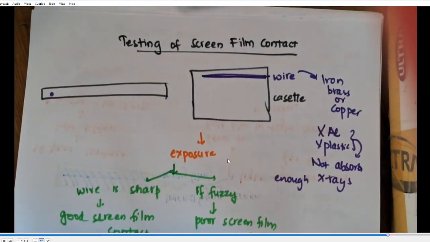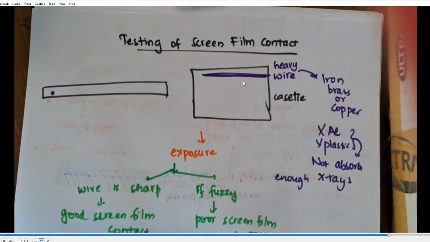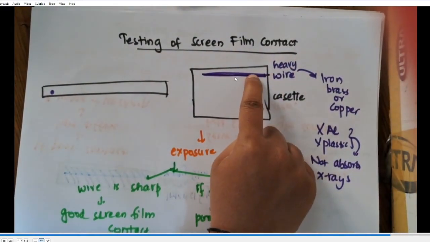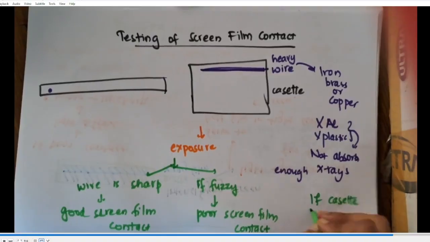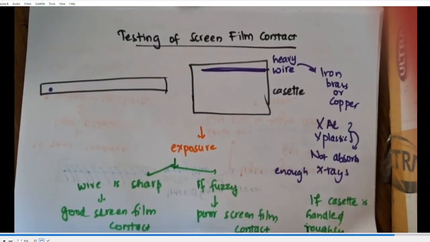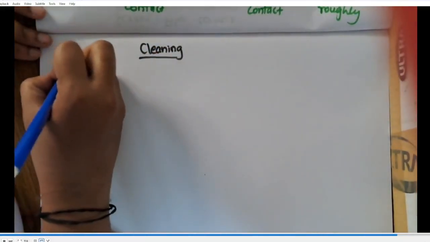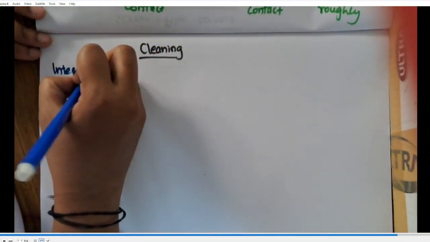The wire screen should be a heavier wire than that used for ordinary window screen. It is better to mount this test wire between pieces of plastic or cardboard or composition board. If the cassette is handled roughly, this will result in poor film screen contact. Eventually the cassette will also wear out with routine use.